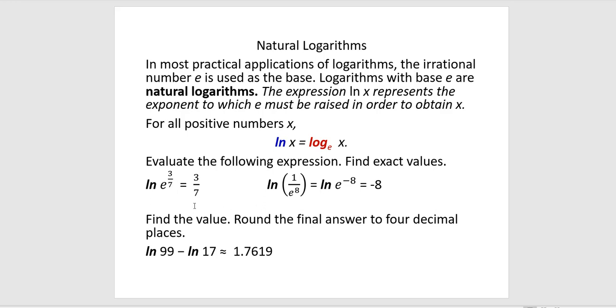To evaluate the first, the ln and the e simply cancel each other out. This gives an answer of 3/7. On the second problem, to work it by hand, the 1 over e to the 8th power must first be changed to e to the negative 8th power. The ln and the e will cancel each other out. This gives us an answer of -8.